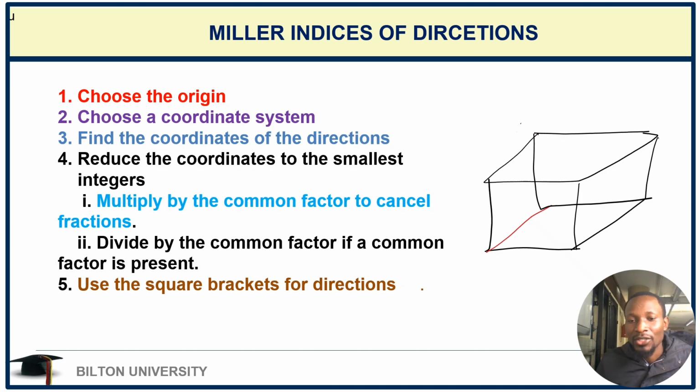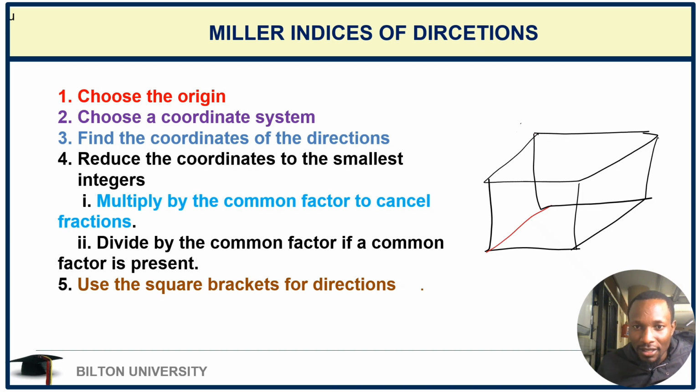It means that you are given a direction within a lattice or within a unit cell, and then you are required to show the Miller indices. Now, if this is the cell that we have, for example, most of the time we will require ourselves to start from the origin, because we need to show where we are starting, which is the origin, and where we are ending. So the first thing you need to do is to choose the origin.